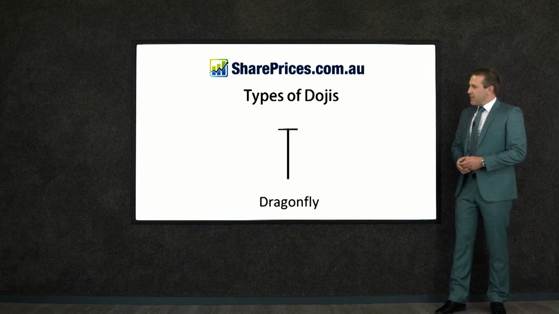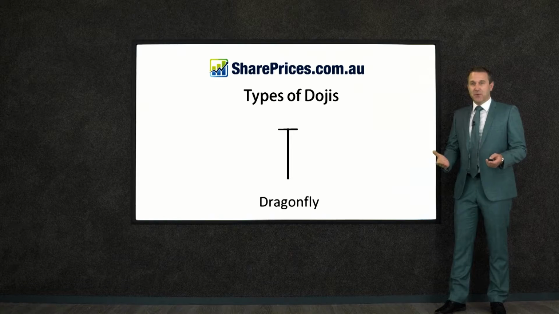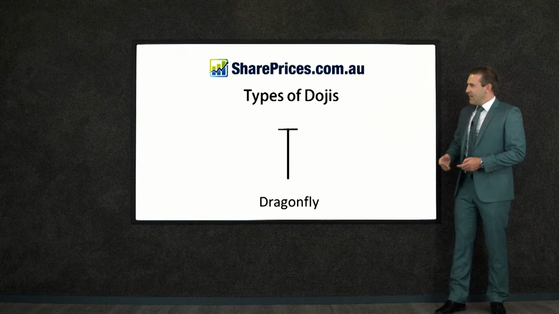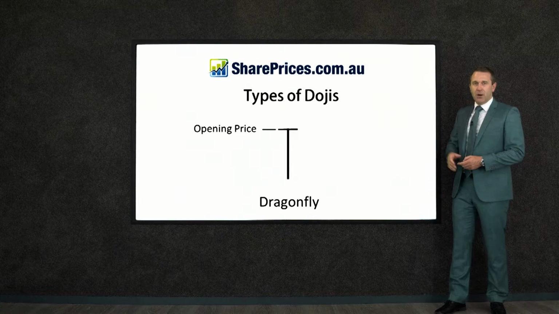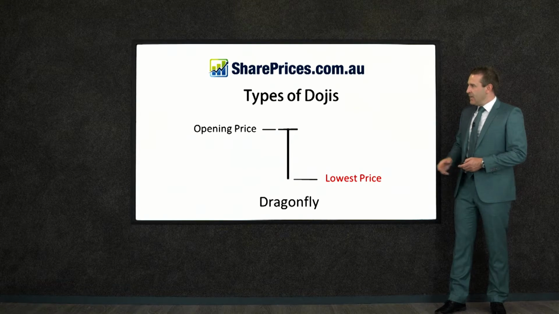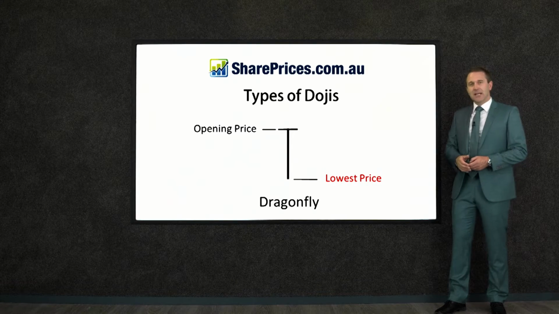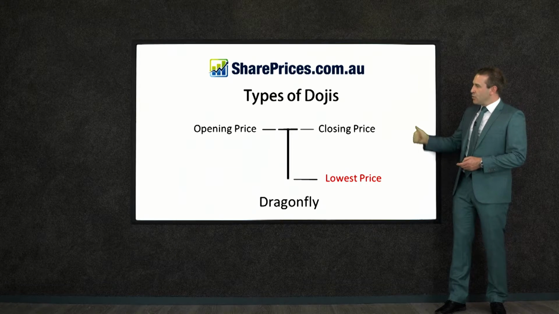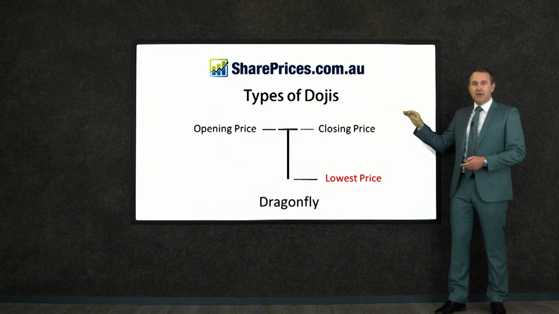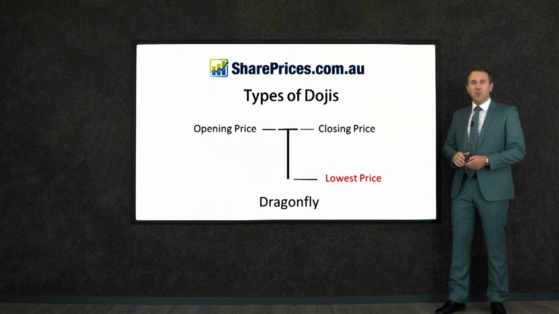Let's have a look now at the Dragonfly. It's an uppercase T if you want to call it by name or look at it like that. And here we go with our opening price right up the top, and that's the highest point of the day. Then right down to the bottom of the wick, there's our lowest price of the day, and then goes all the way back up and closes, if not in line, virtually identical to where it opened.